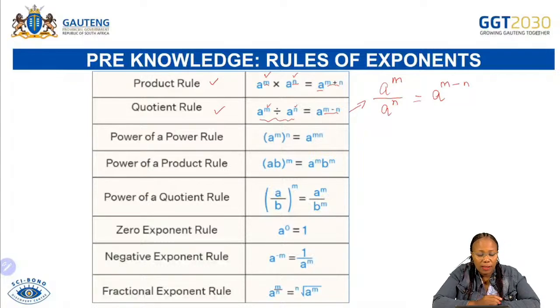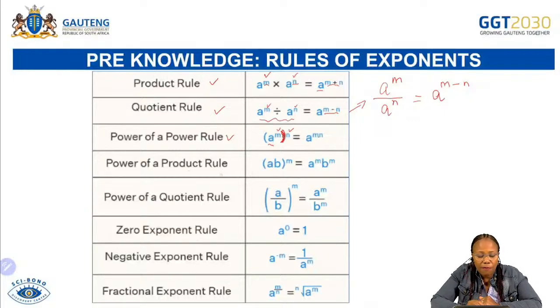Okay. And then the power of a power rule, that means you are having two exponents now on the same base. So you have only a single base a, but it has exponent m, and then again the whole thing is to the power n. So now just remember that the bracket symbolizes multiplication. That means you'll be having a to the power m multiplied by n there. Remember, there's a multiplication sign between those exponents.